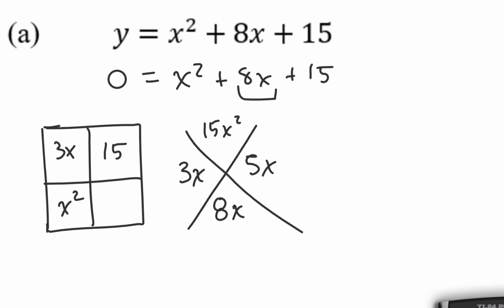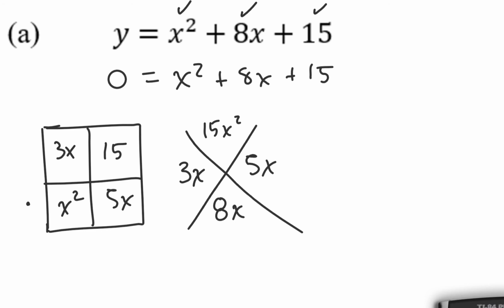So here's the 3x, here's the 5x. You can see my diagonals are both equal. This is 15x squared, and this is also 15x squared. And the 3x and the 5x is exactly the same as the 8x in my original problem. So you can see everything's accounted for. In my original quadratic, I've got the x squared, the 8x in the form of 3x and 5x, and the 15.